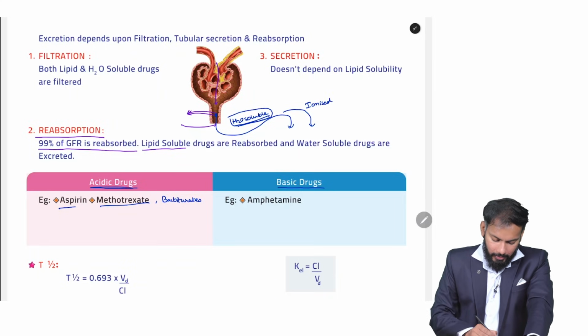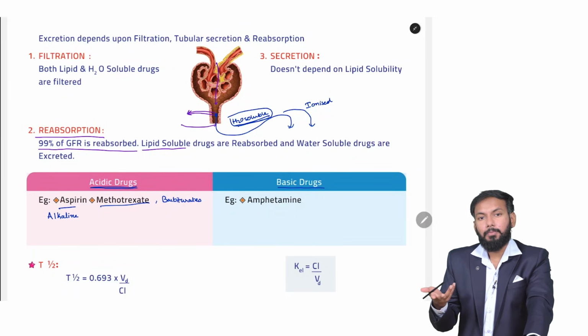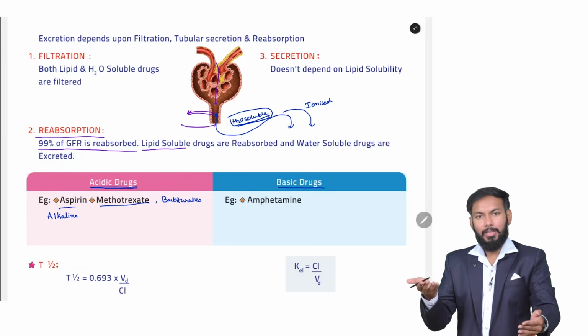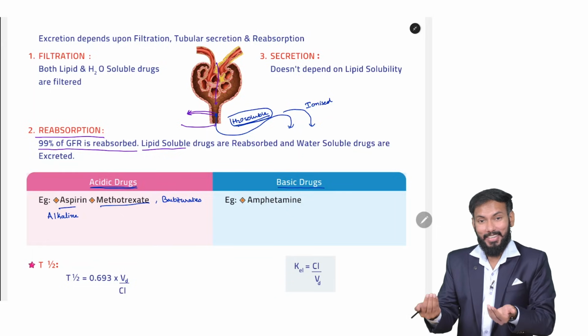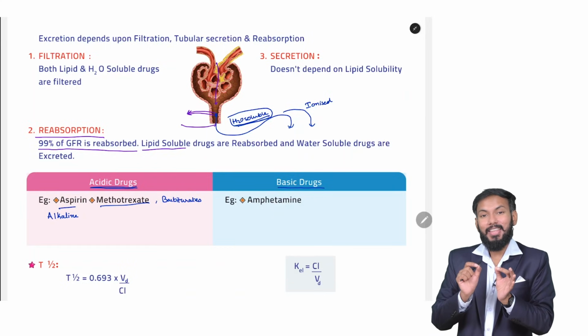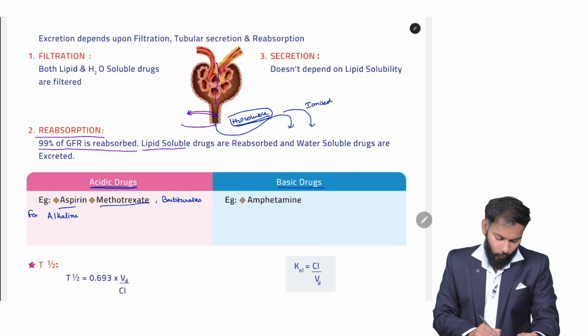So, this is acid. Now, if you make the urine alkaline, acid plus alkaline will form what? Ions. Ionized forms, water soluble. These drugs will be excreted, so that is the treatment. So you're making the urine alkaline. So this is what is known as forced alkaline diuresis.